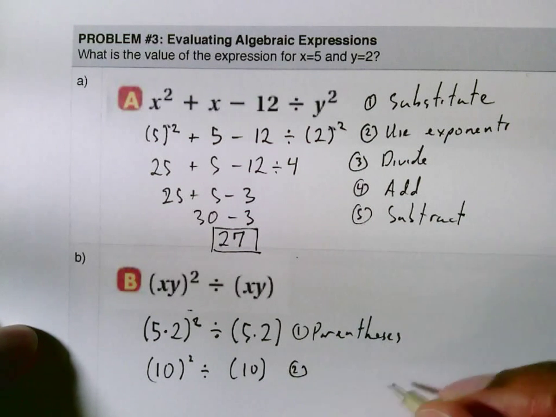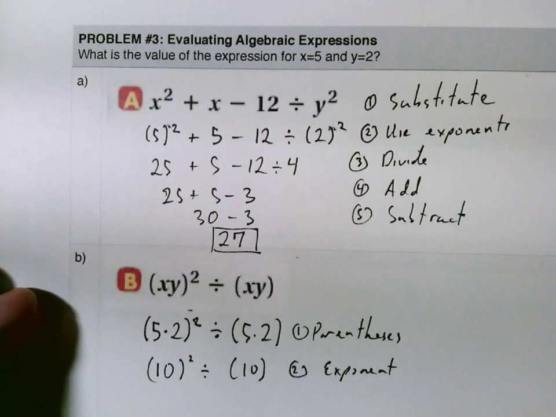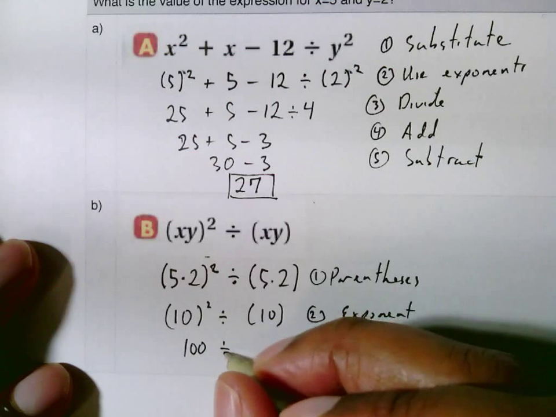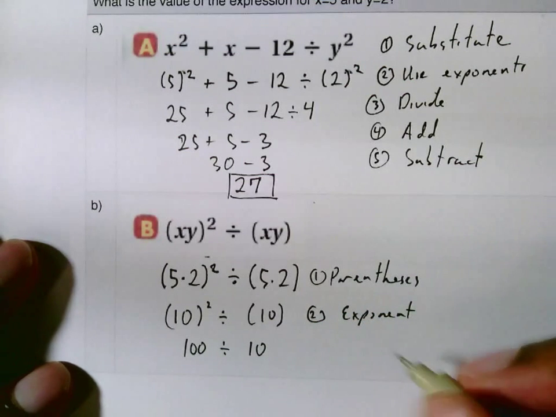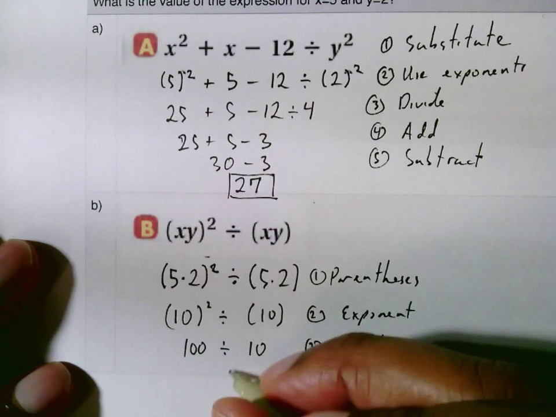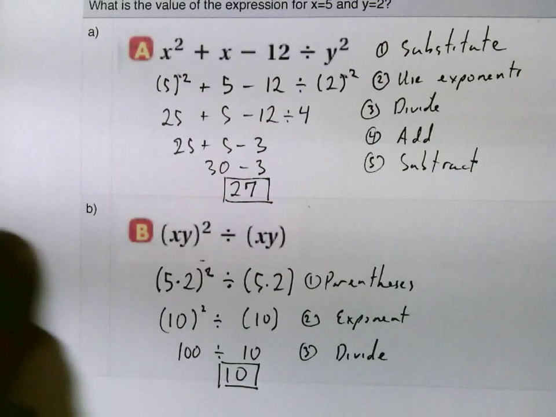Then I'm going to do my exponent. Alright, and my last step seems to be dividing. And then I put my answer in the box, and I'm all done.